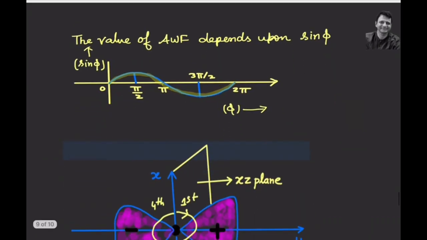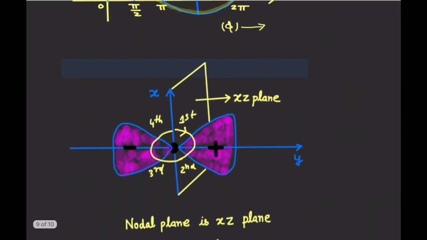So if we see again the graph of 2py, we have taken this as the first quadrant, and then we are moving in this direction. So this is the x axis and we are moving from x to y. This is the first quadrant, this is the second quadrant, third quadrant and fourth quadrant. So we can see that in the first and second quadrant sin phi is positive. Between 0 to pi it is positive, and between pi to 2 pi it is negative. So in the third and fourth quadrant it is negative.